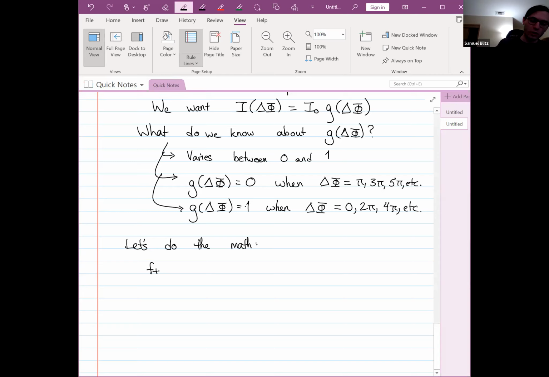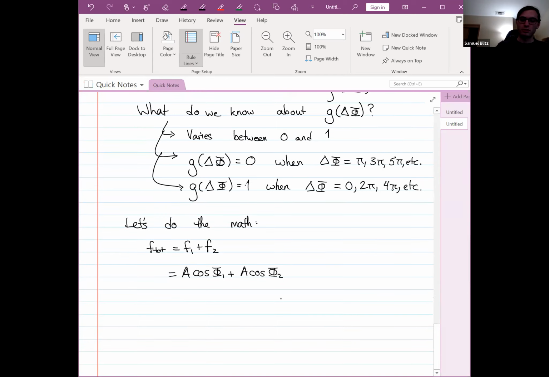So the total disturbance would be f1 plus f2, which is a times cosine of phi 1 plus a times cosine of phi 2. And so we can do some factorization: cosine of phi 1 plus cosine of phi 2. And now we have to dig through our geometry textbooks. There's a trig identity that tells us how to relate the sum of cosines to the product of cosines.